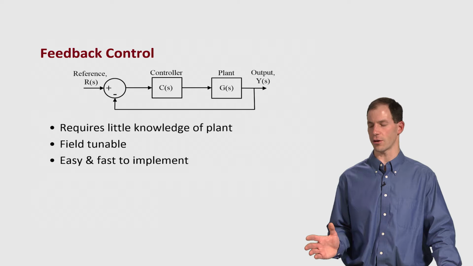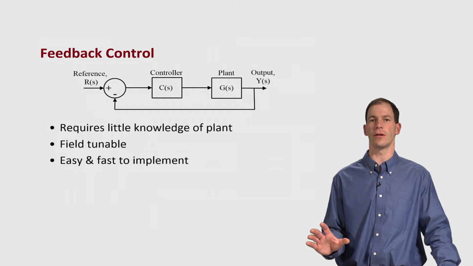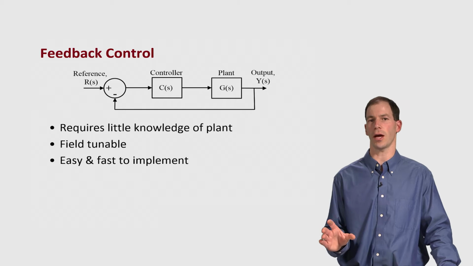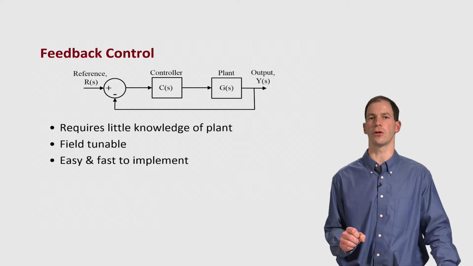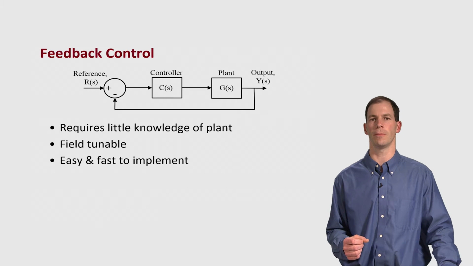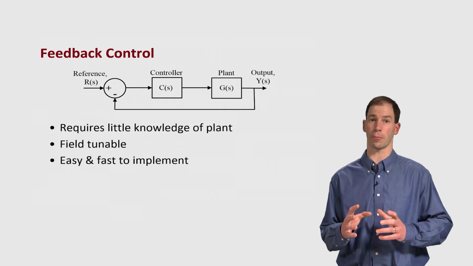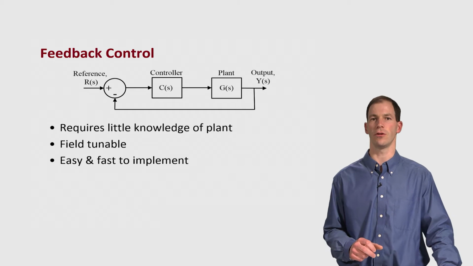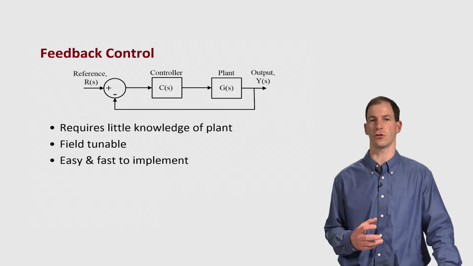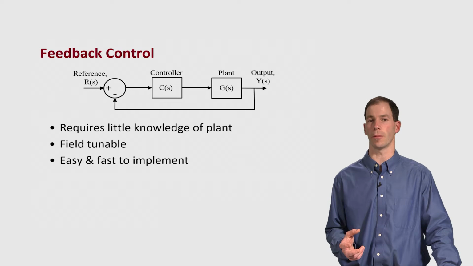So first of all, feedback control. It has a lot of benefits. It requires very little knowledge about the plant. We can have a poor plant model and still design a pretty darn good feedback controller that makes the system respond the way we want it to. It's also field tunable, meaning that we can tweak it in the field, and as the plant changes, we can use some Ziegler-Nichols methods to tune the gains of the controller. It's also very easy and fast to implement.